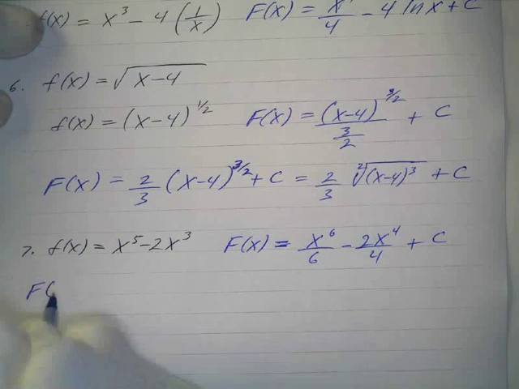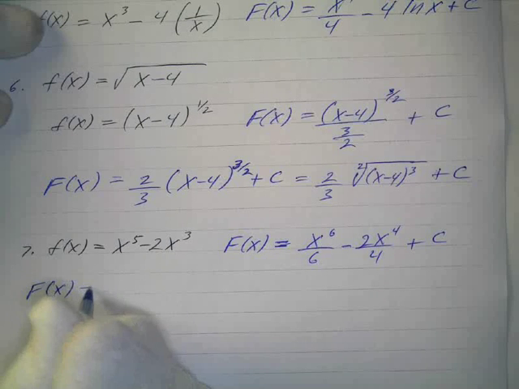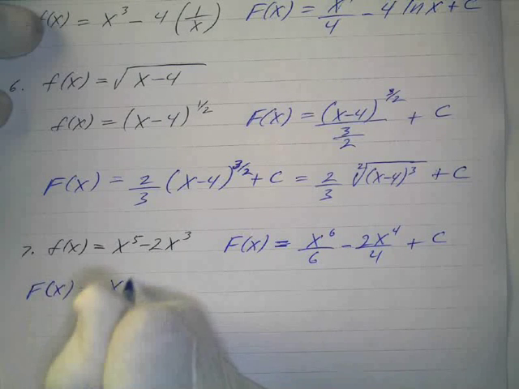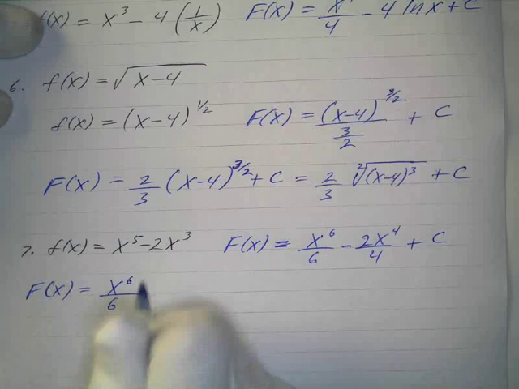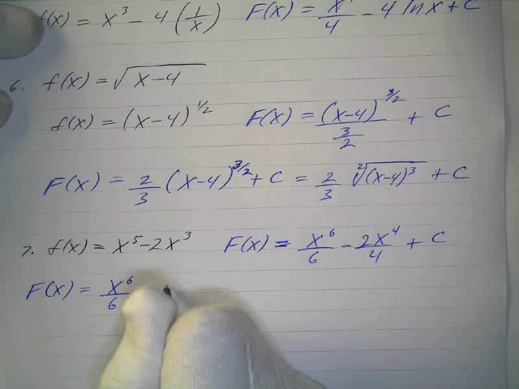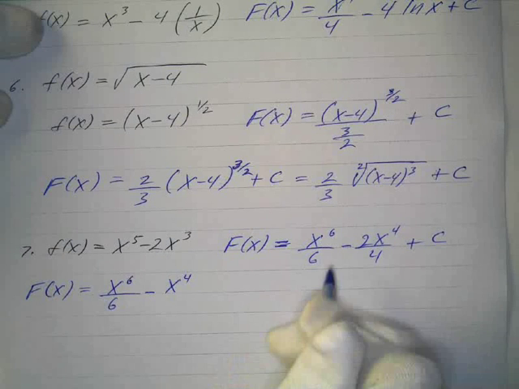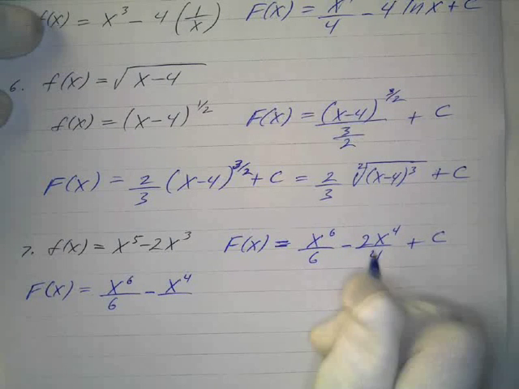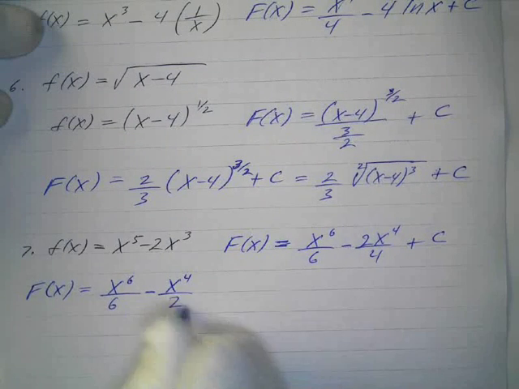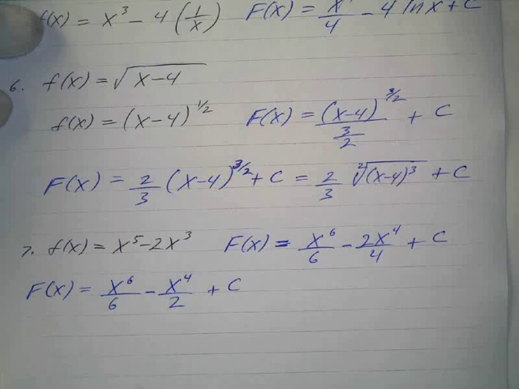And we can simplify it over here. Our final answer would be x to the 6th over 6 minus x to the 4th over 2 plus c. And again, if you take the derivative of this, you'll get this.